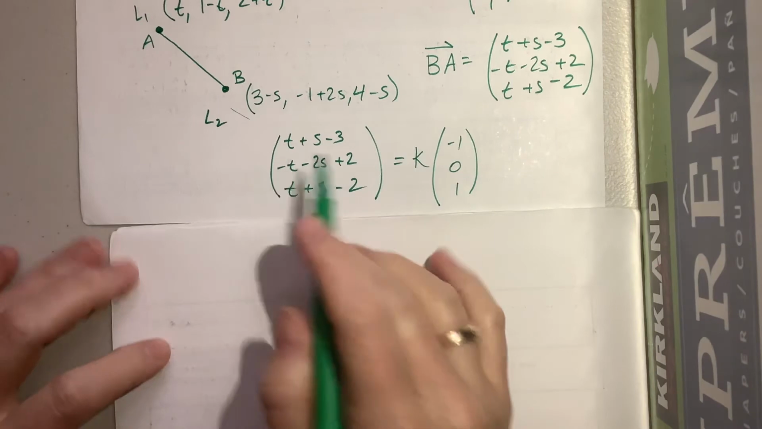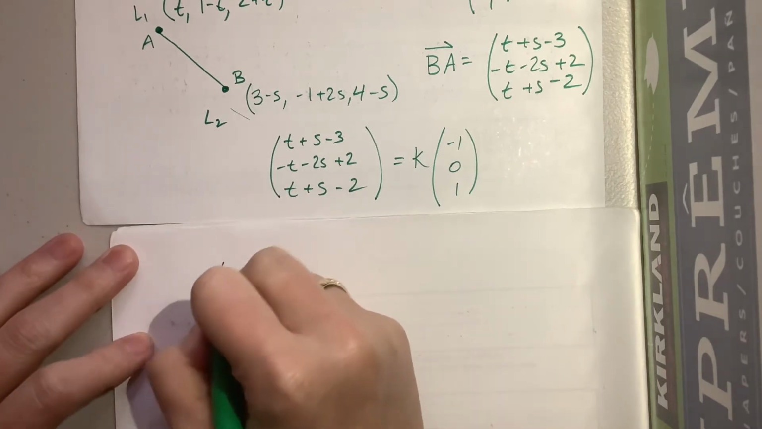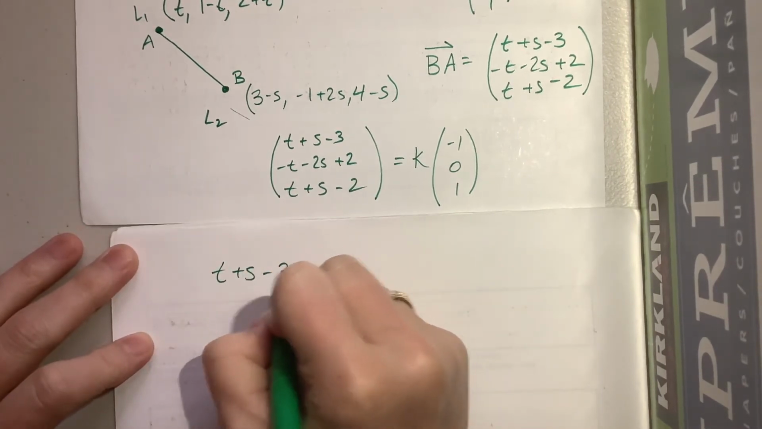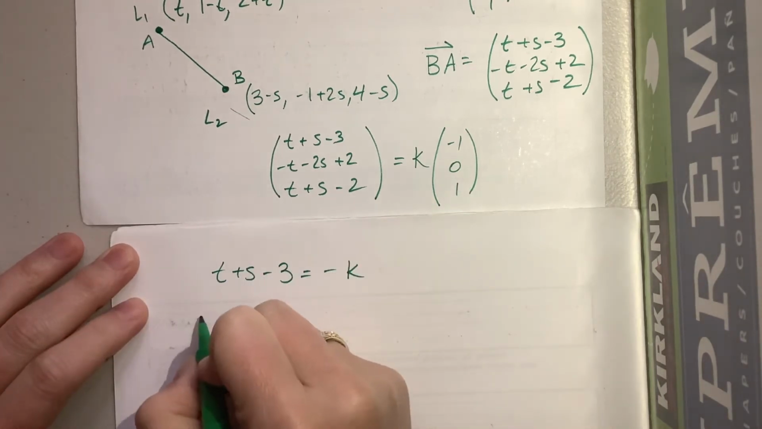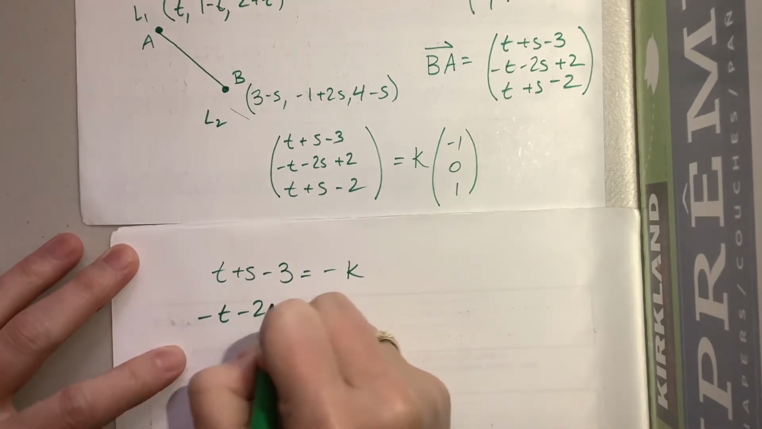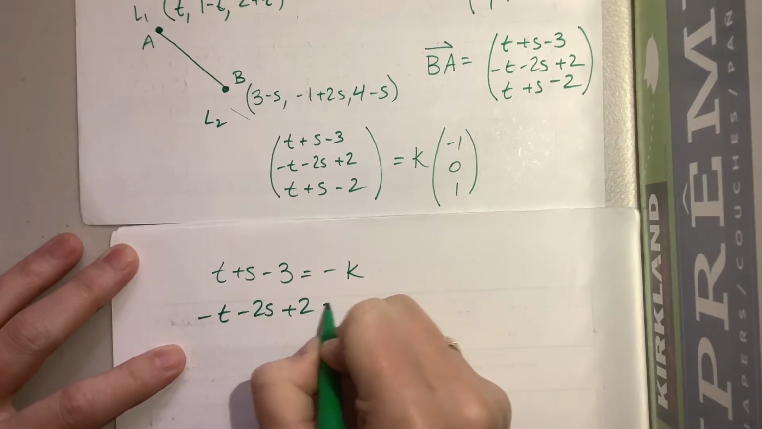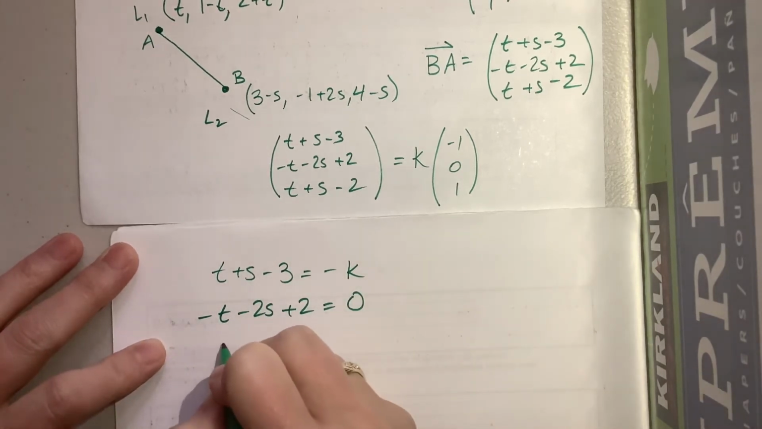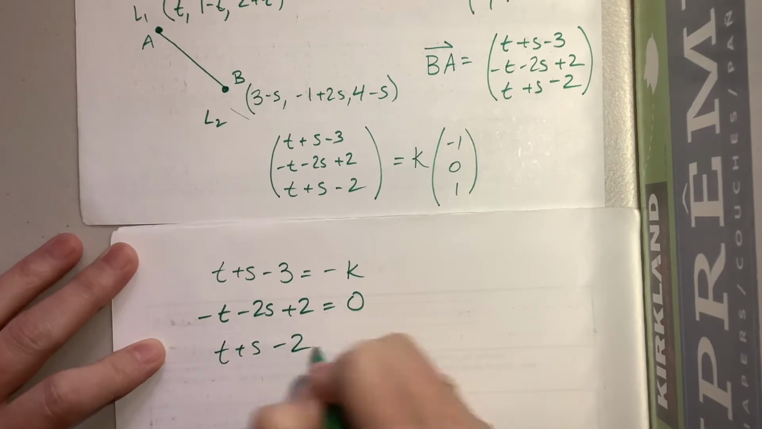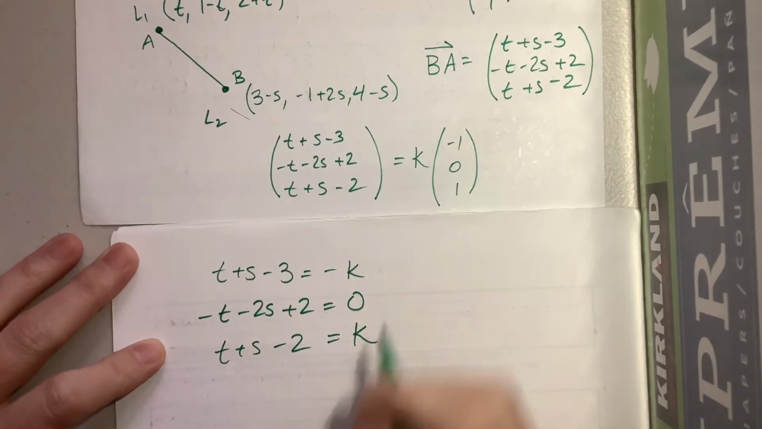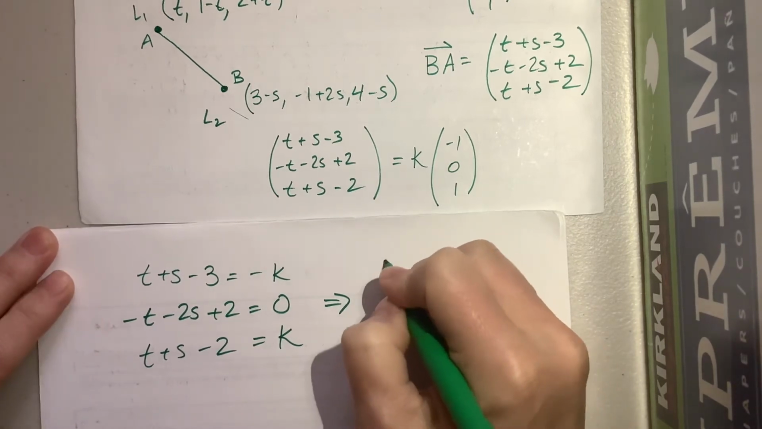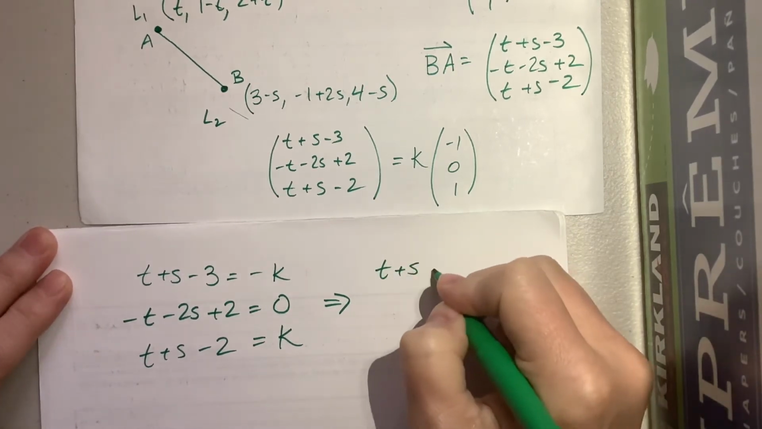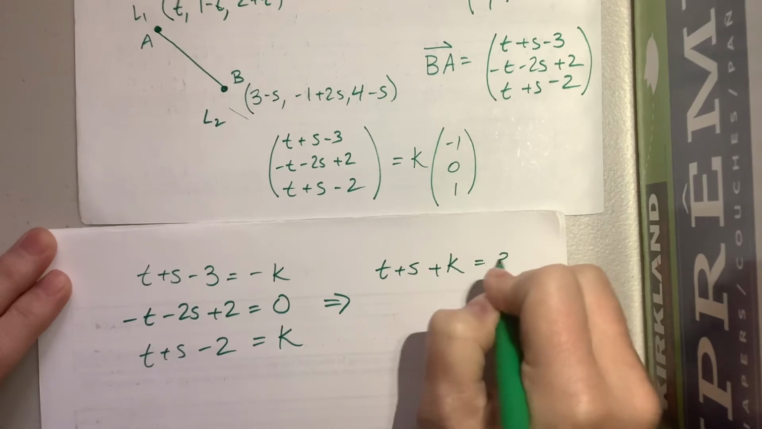So now I have that t plus s minus 3 equals negative k. And then I have negative t minus 2s plus 2 equals 0. And I have t plus s minus 2 equals k. At this point, this becomes plus k equals 3.